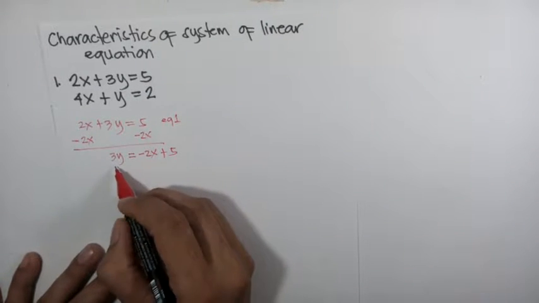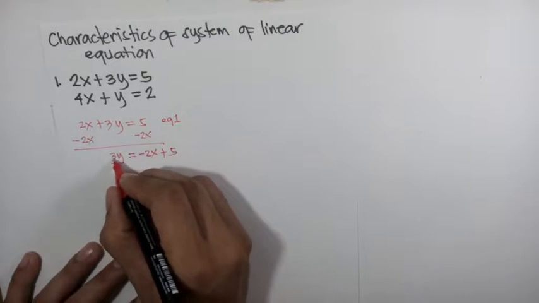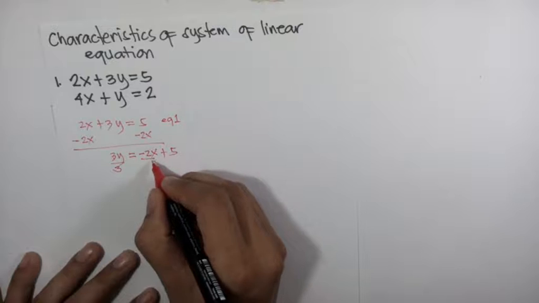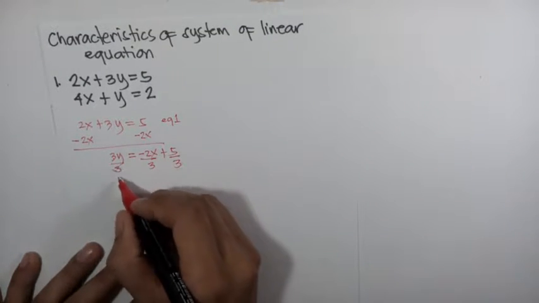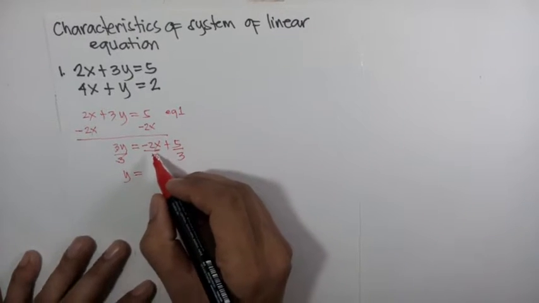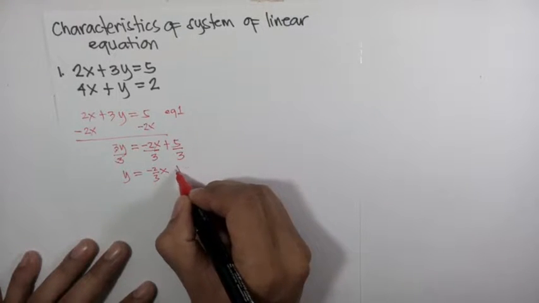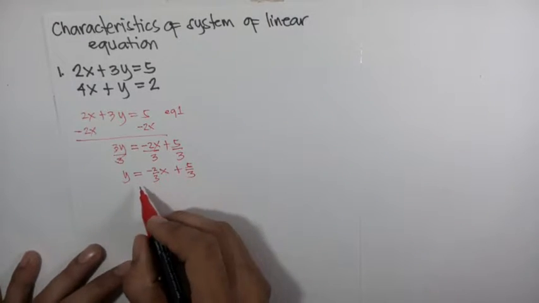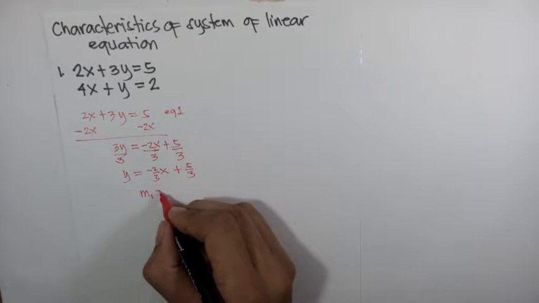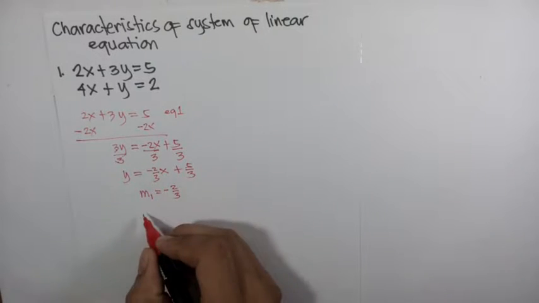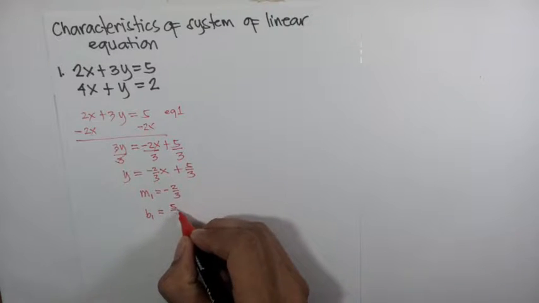The next thing you are going to do, since there is a number beside y, is divide by 3 so that it will become 1. Take note that all of them must be divided by 3. So 3 divided by 3 is 1y, or just y, equals negative 2 over 3x plus 5 over 3. So now we have our slope. The slope of equation 1 is equal to negative 2/3, and the y-intercept of the first equation is 5/3.